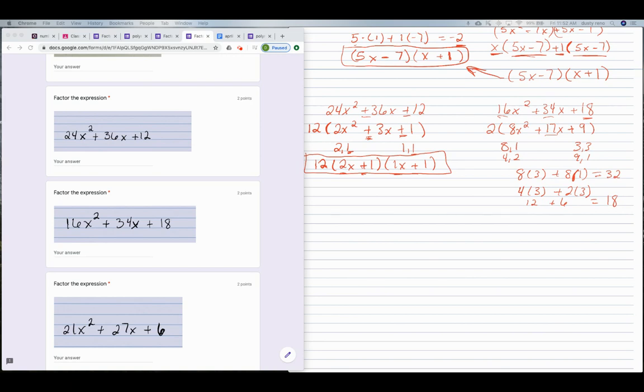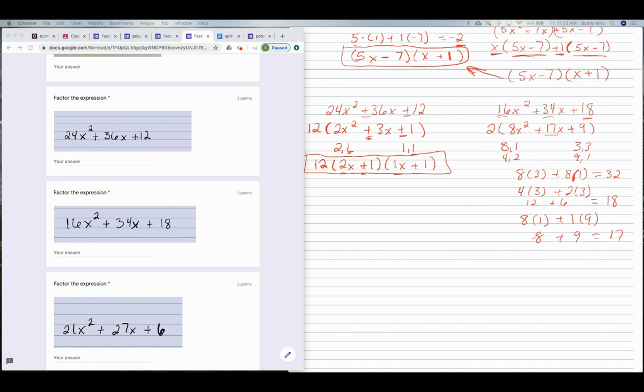Let's try 4 times... well, 2 times 9 is going to be too much, because that's 18. 4 times 9 is going to be too much. So then let's try 8 and 1. 8 times 1 plus 9 times 1, sorry, let me rewrite that. 1 times 9. So that'd be 8 plus 9 equals 17.